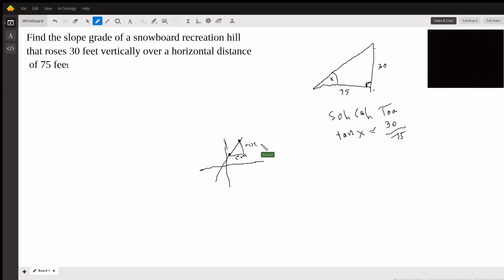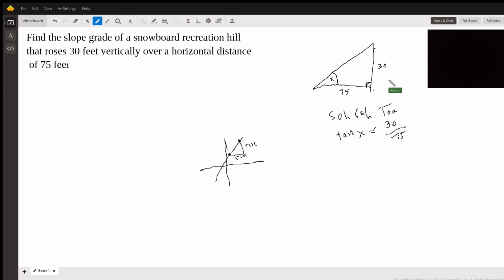And you can see that this is the same as rise over run. The rise is 30 and the run is 75. It's the same as slope. Tangent is the same as slope. So that's the insight that you have to have in order to understand what this question is trying to get you to do.